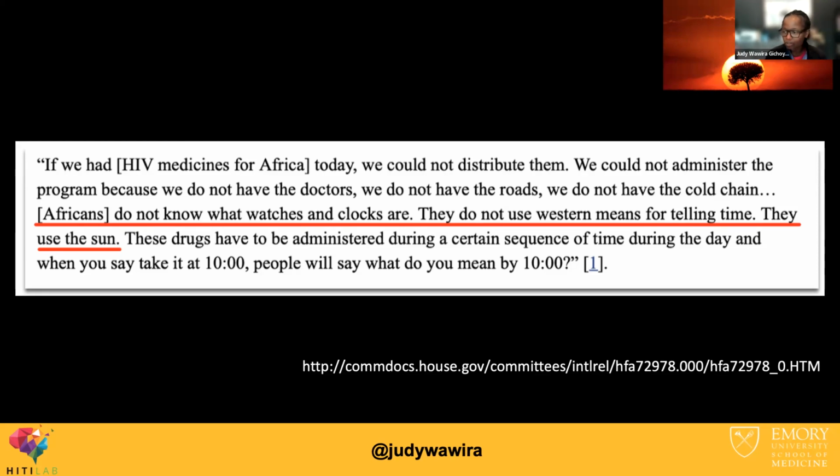In 2001, the Honorable Andrew Natsios, who was the USAID director, gave this justification to the United States Congress for why the agency, USAID, was opposed to giving antiretroviral therapy to Africans with HIV. I'll read it. It said, this is the context of HIV medicines for Africa: if we had them today, we could not distribute them. We could not administer the program because we do not have doctors, do not have roads, and do not have the cold chain. Africans do not know what watches and clocks are. They do not use Western means for telling time. They use the sun. These drugs have to be administered during a certain sequence of time during the day. And when you say, take it at 10, people will say, what do you mean by 10? I'm pretty sure if people are enthusiastic, they can tell me some of these stereotypes that happen.